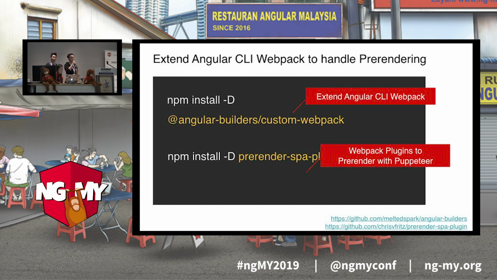First, we need to install the custom webpack. The custom webpack will help you to create the custom configuration. And the second plugin that we need to install is the prerender SPA plugin. This plugin helps us to pre-render and save it as a static file. But behind the scenes, it is Puppeteer.